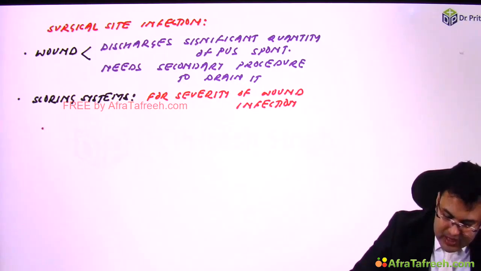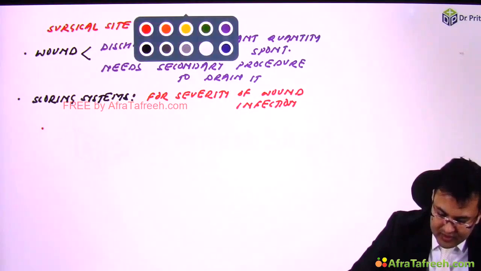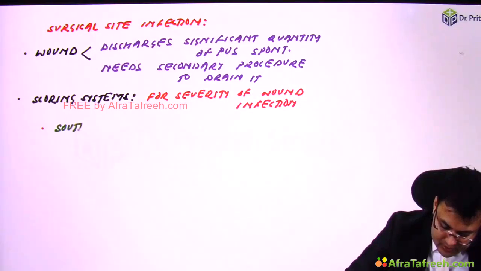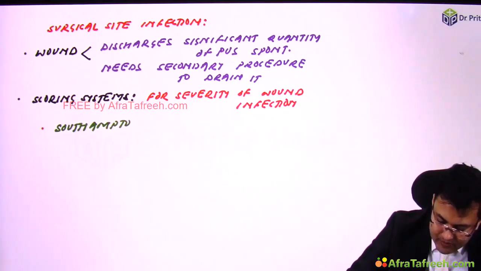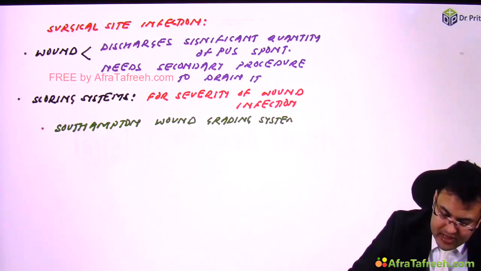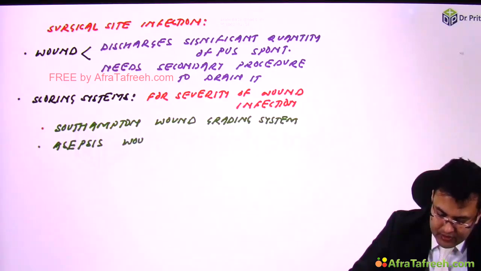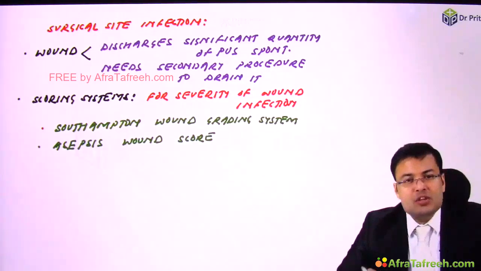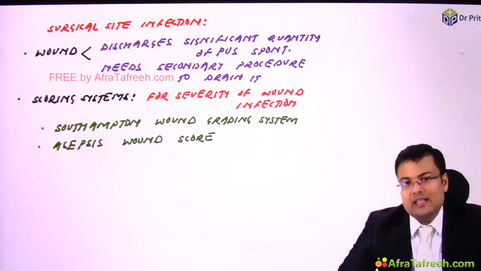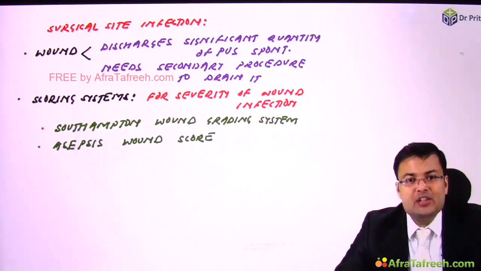First is the Southampton wound grading system. This is very important. And the second is the ASEPSIS wound score. These two are very important, and nowadays in most of the exams the Southampton wound grading system and the ASEPSIS wound score are being asked. See what the various parameters are in these two scoring systems.